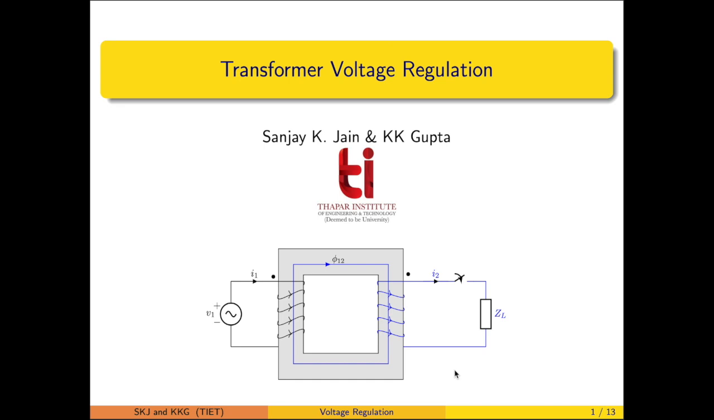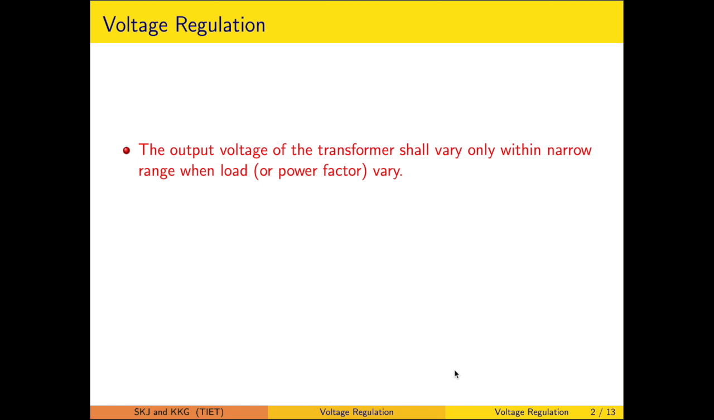So previously we have discussed the equivalent circuits of the transformer, including the approximate equivalent circuits. Herewith we are going to discuss the voltage regulation, which is one of the important performance measures for transformer operation. The output voltage of the transformer shall vary only within a narrow range when the load varies. So this particular is the requirement. The load variation can be in terms of the magnitude, or it may be because of the power factor.